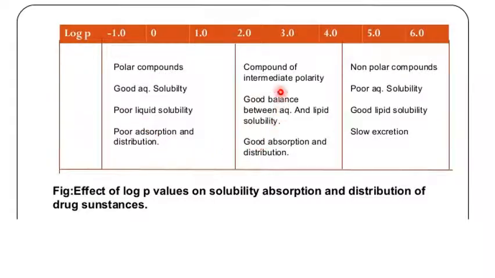Compounds which have a log P value between 2 and 4.5 are compounds with intermediate polarity. They would have a balance between aqueous solubility and lipid solubility. So these drugs have good solubility in the aqueous media of the gastrointestinal tract and also have good permeation through the lipophilic biological membranes. As a result, this will cause the drug to have good absorption and distribution throughout the body.